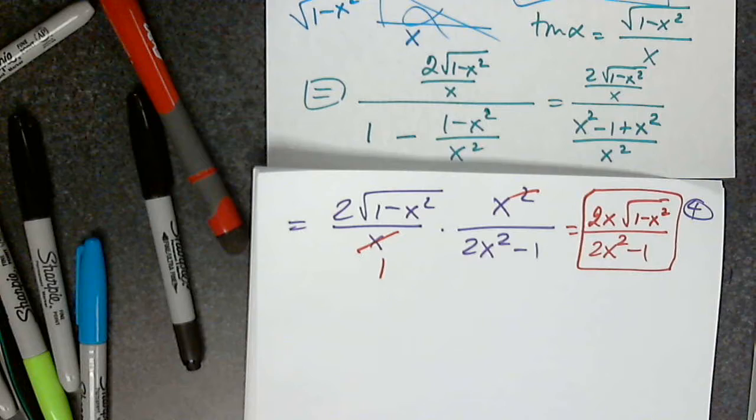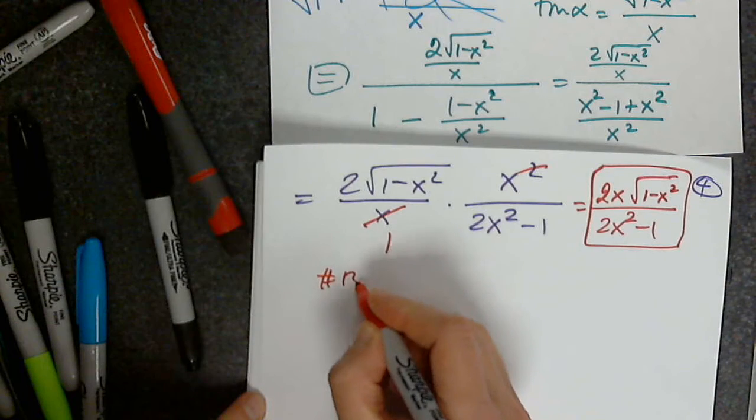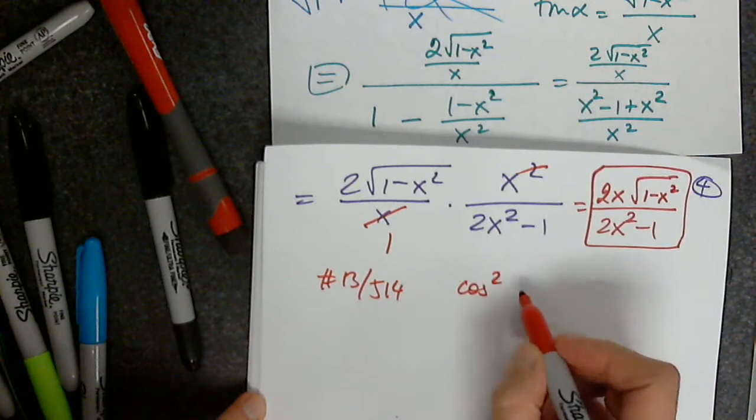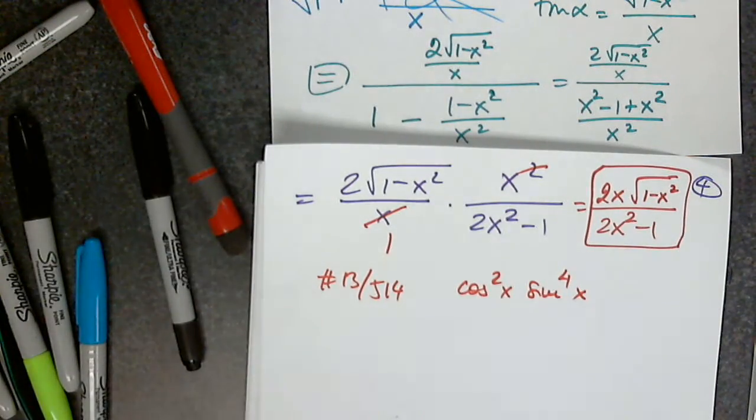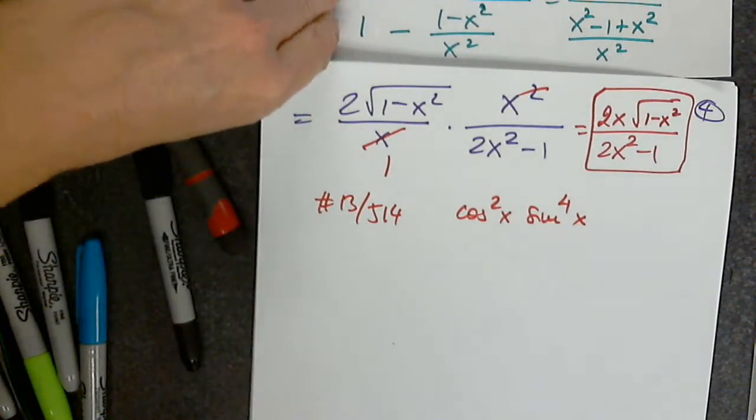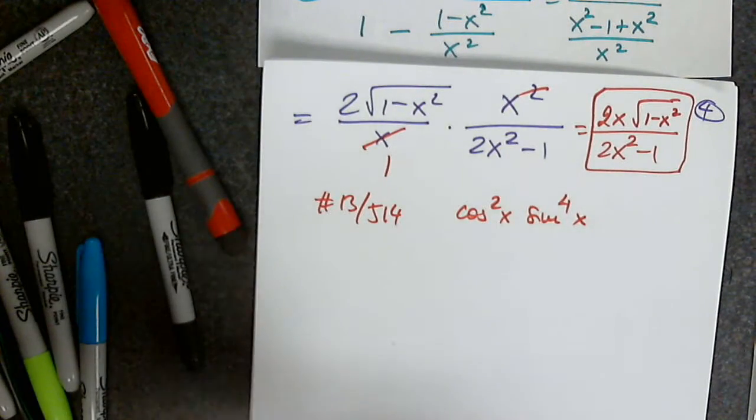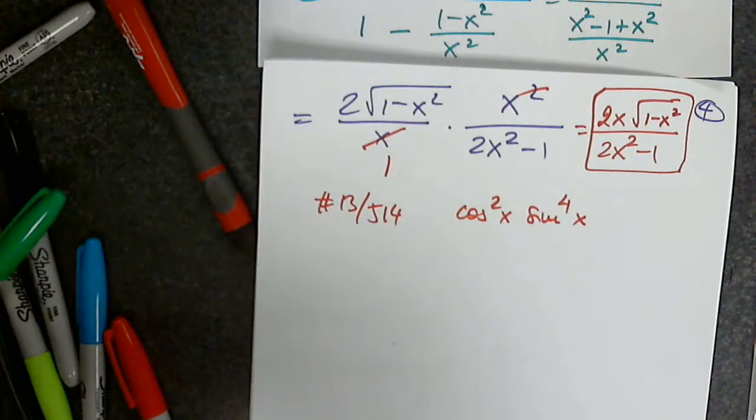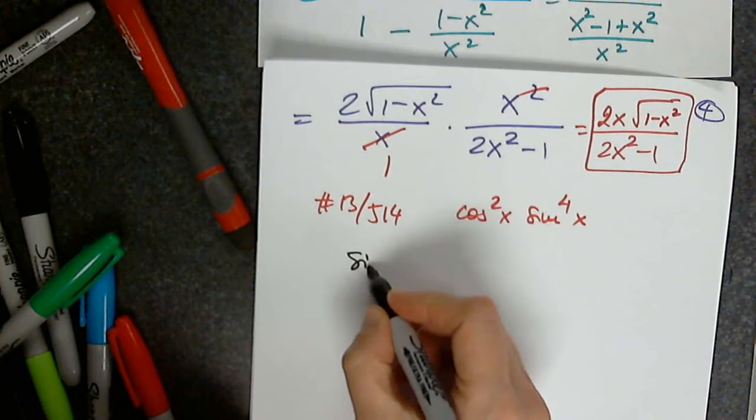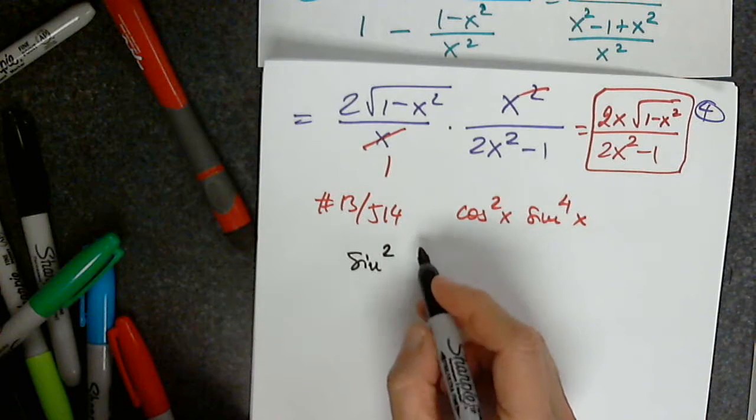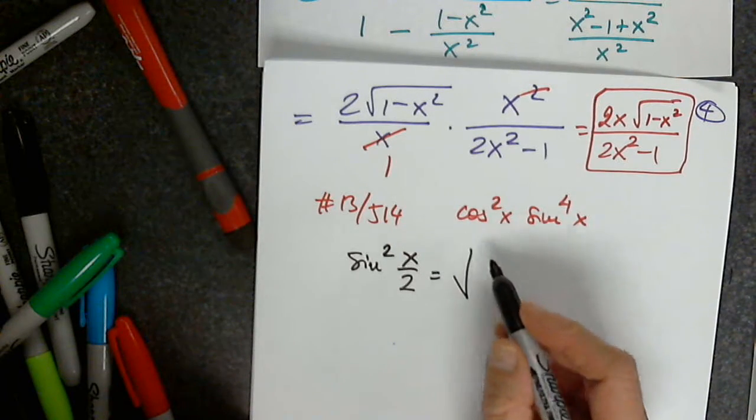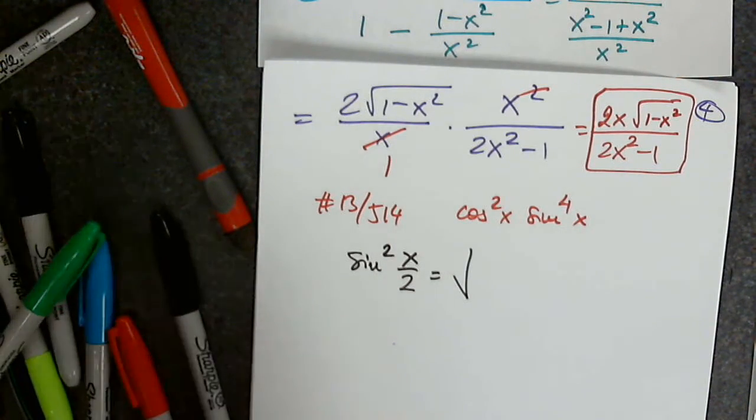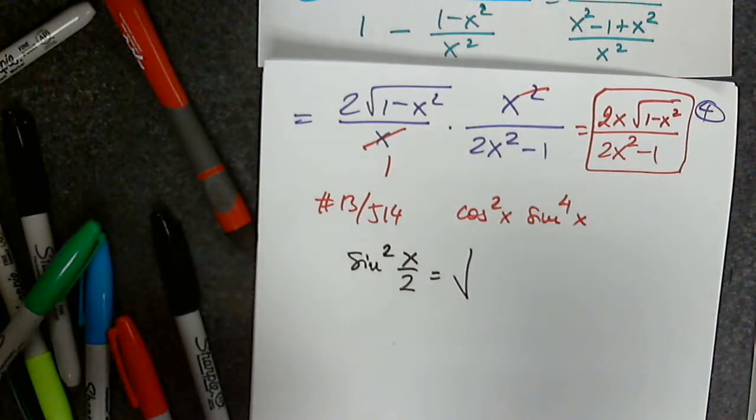13? Okay, let's look at 13. Cosine squared sine to the fourth. Good. Let me remind you the formulas, or you will tell me and I'll write them. So we know this. Sine squared alpha over 2 or x over 2 is, I put squared, so I don't need the square root. That's why I put the square there.